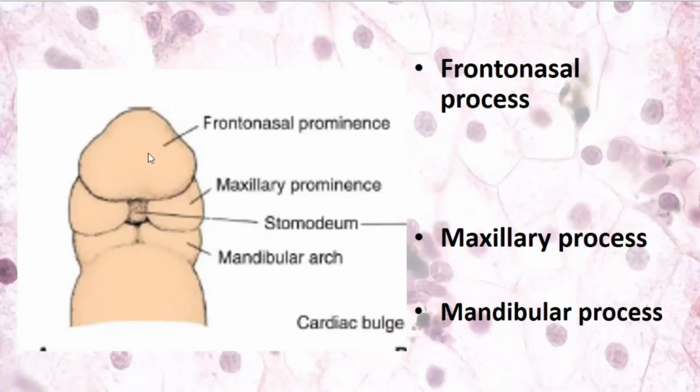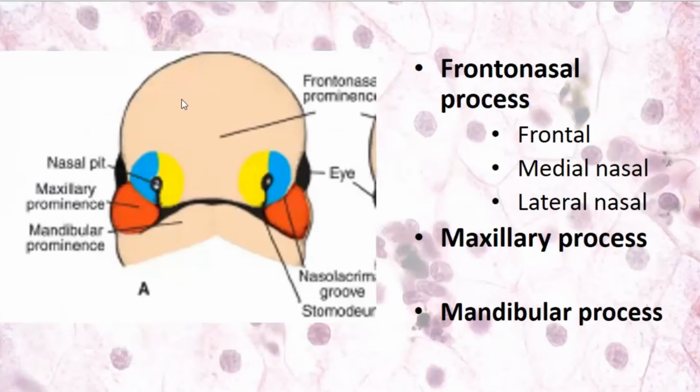So it's quite strange appearance of our face on early stage of embryonic development. What will happen next? This frontonasal prominence or frontonasal process is divided into three. It has frontal part, medial nasal, and lateral nasal process. Here you can see medial nasal process and lateral nasal process. It's maxillary process and mandibular process on two sides. Medial nasal process is paired as well as lateral nasal process, and maxillary process is also paired, and mandibular process is paired also.